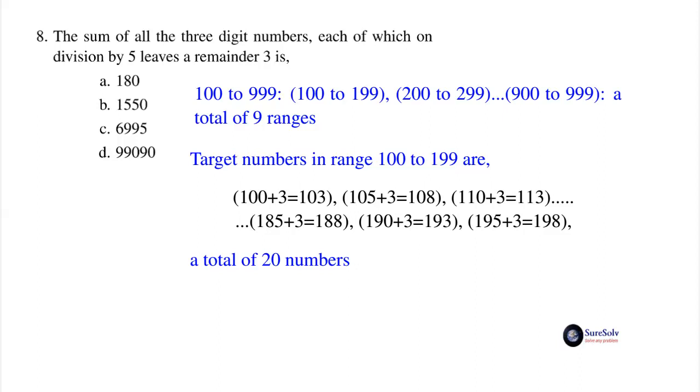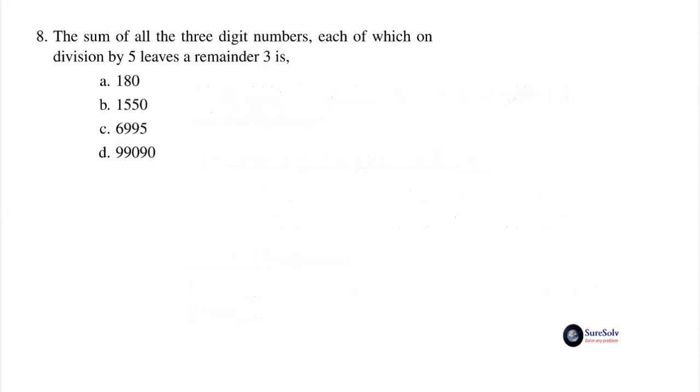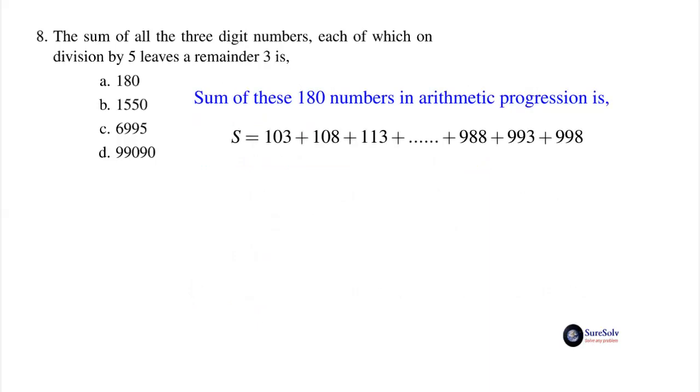Verify if you need. In each of the 9 such ranges ending at 999, behavior will be same and such numbers will count to 20. So such numbers in total are 9 times 20 equal to 180. Sum of these 180 numbers in arithmetic progression is S equal to 103 plus 108 plus 113 and so on plus 988 plus 993 plus 998. A total of 180 terms with first and the last term as 103 and 998.